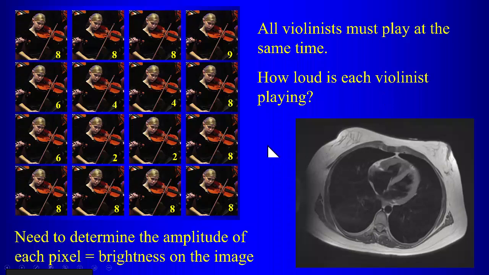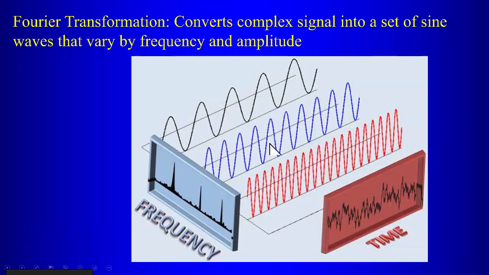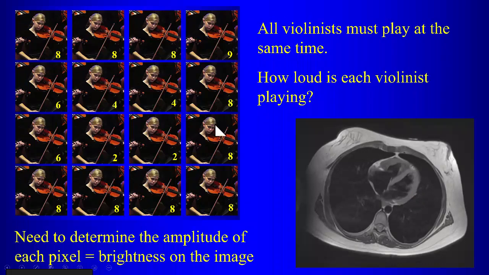So they're all playing at the same time. We want to determine how loud is each violinist playing. We need to determine the amplitude of each pixel, which determines the brightness of the image. How are we going to do that? We do that with what's called Fourier transformation. So you have a complex signal here, which is the sum of the signals of everybody playing at the same time. This is what you get together. And with Fourier transformation, you can break this down into a set of sine waves, right? Remember that each one of these is a separate sine wave.